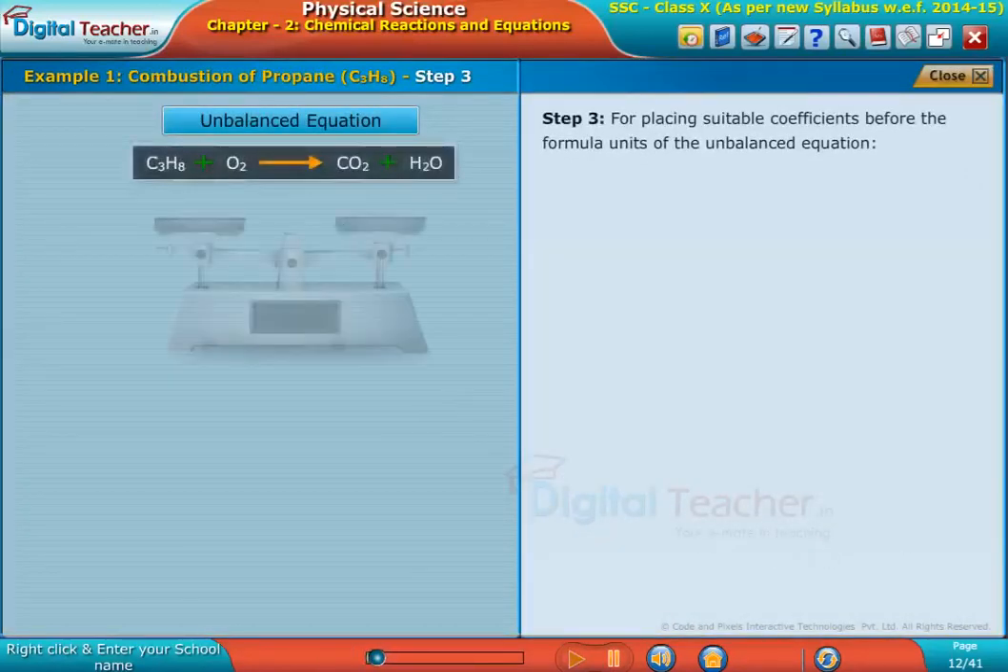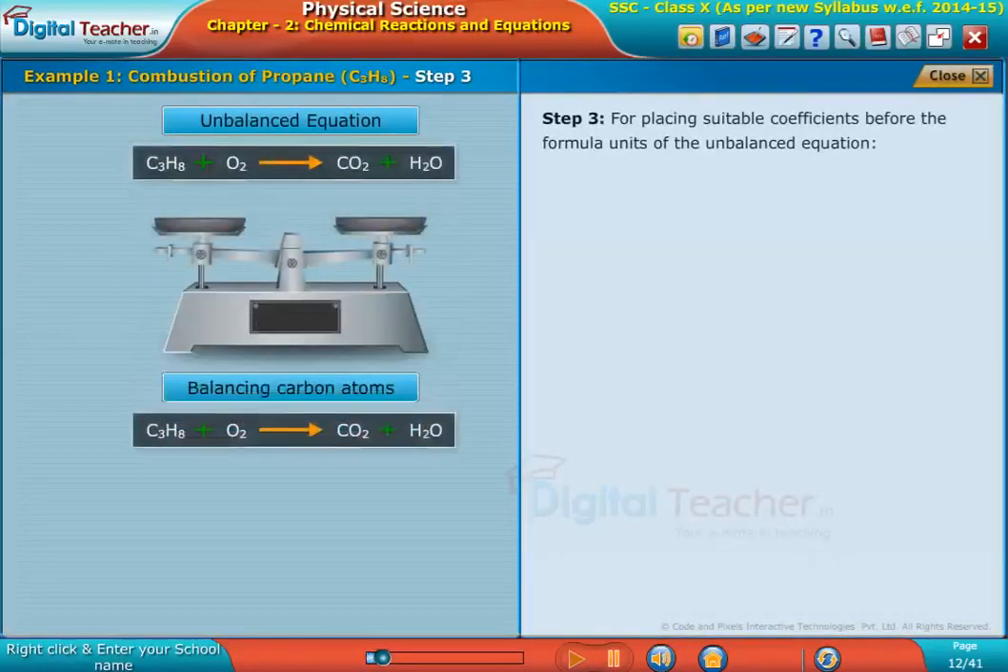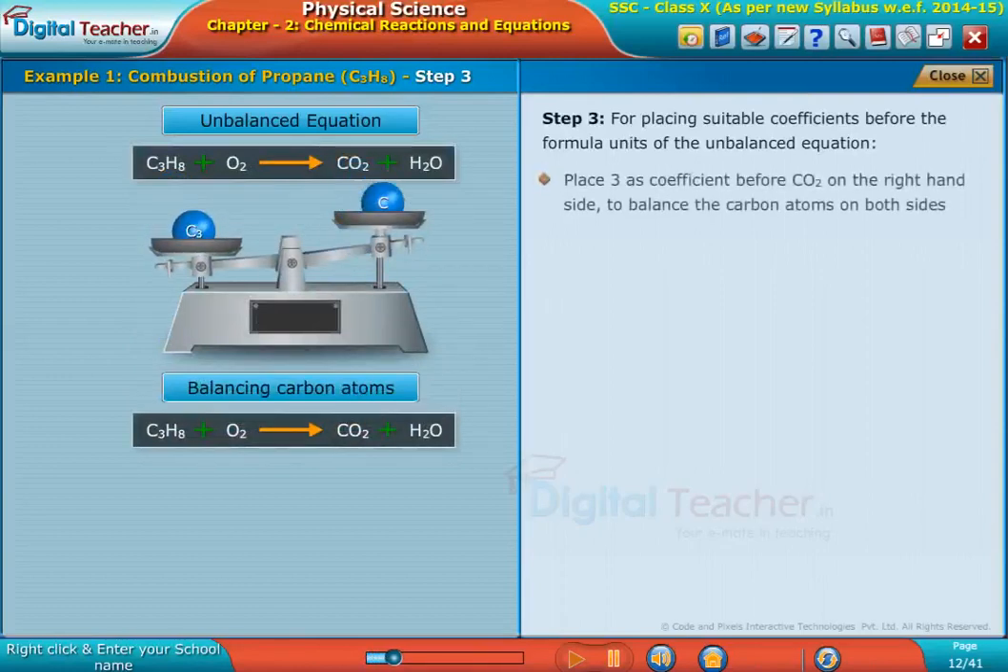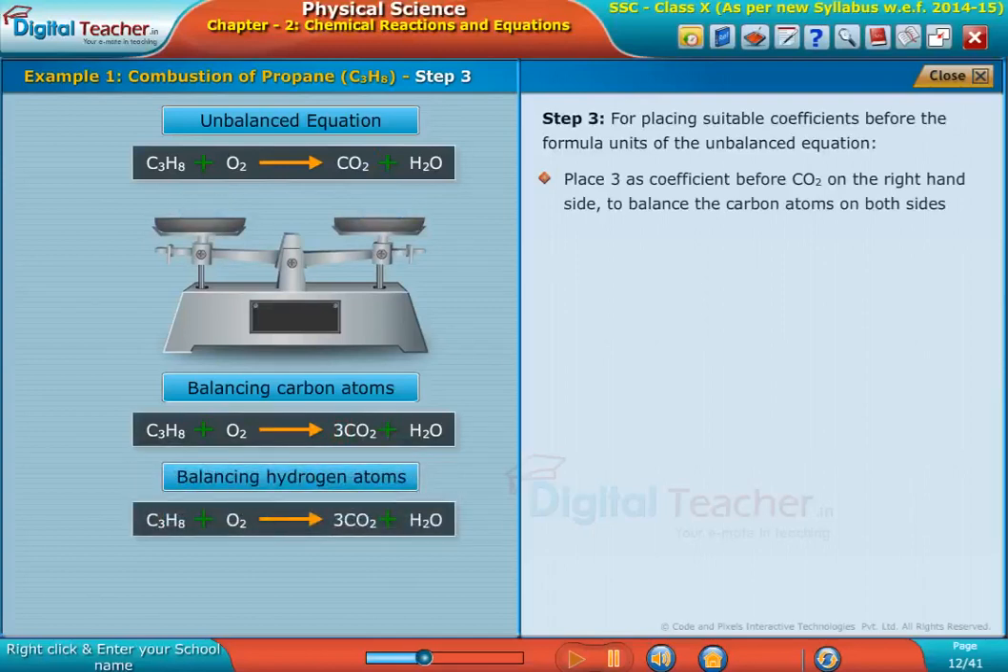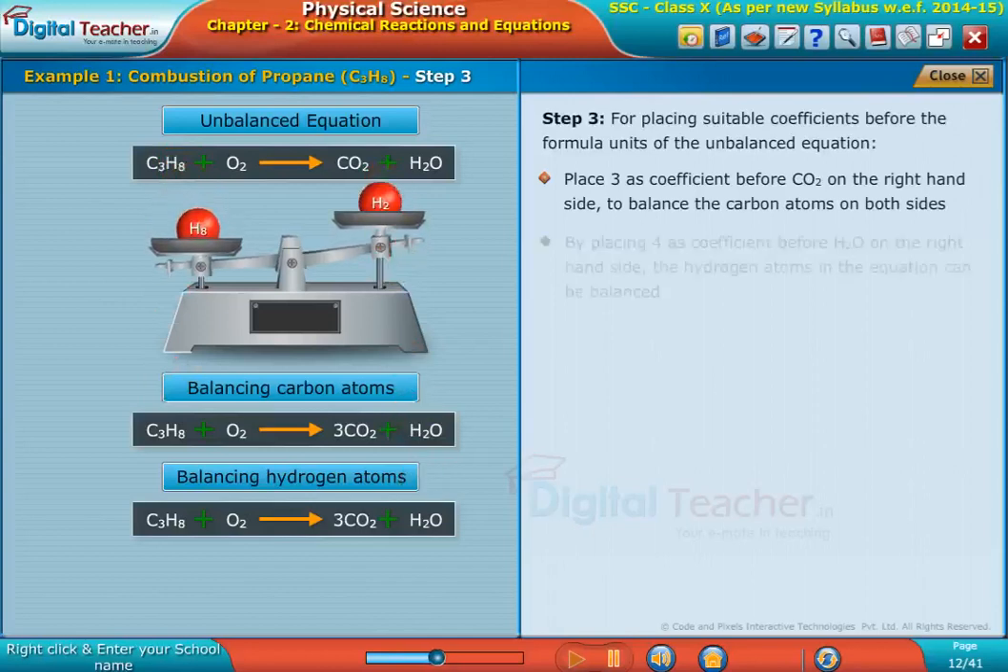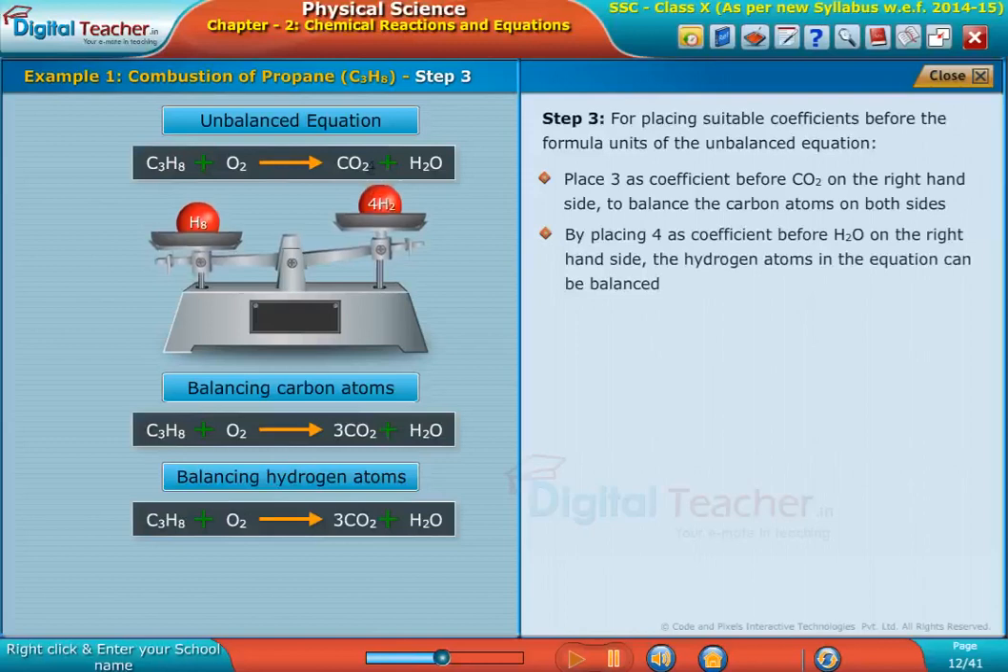Step 3. For placing suitable coefficients before the formula units of the unbalanced equation, place 3 as coefficient before CO2 on the right hand side to balance the carbon atoms on both sides. By placing 4 as coefficient before H2O on the right hand side, the hydrogen atoms in the equation can be balanced.